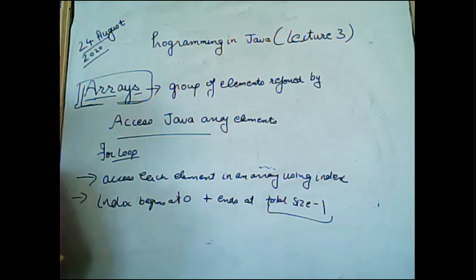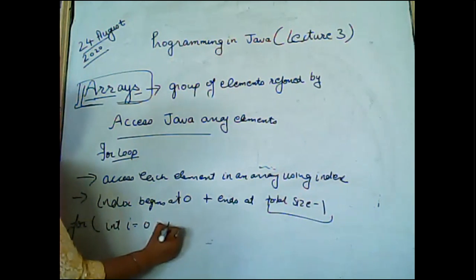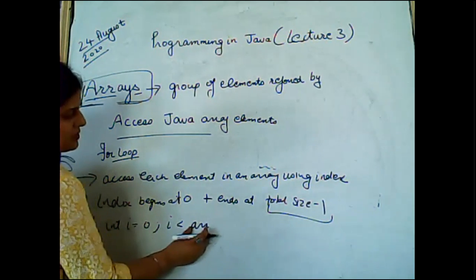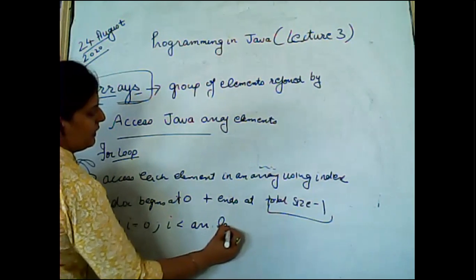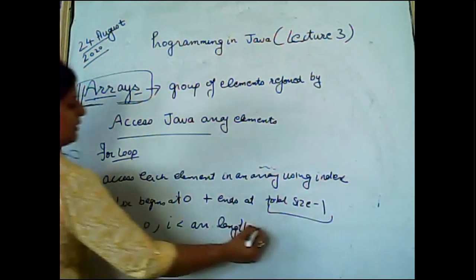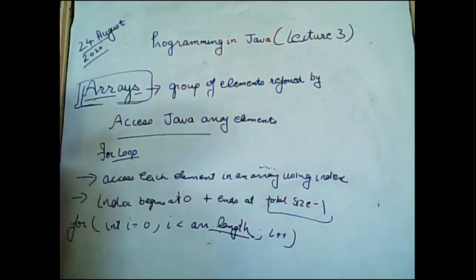So how can we do that? Let's suppose I need to access elements: for int i equal to 0, i less than, let's suppose this is my array name, array dot length, i plus plus. So this is the operator, this is the length. We have a length property in this array form that we need to access that particular array.